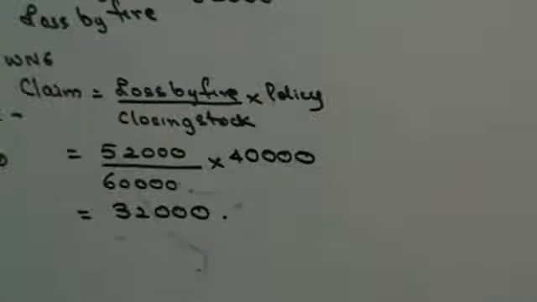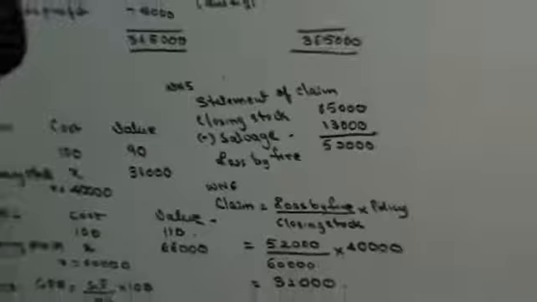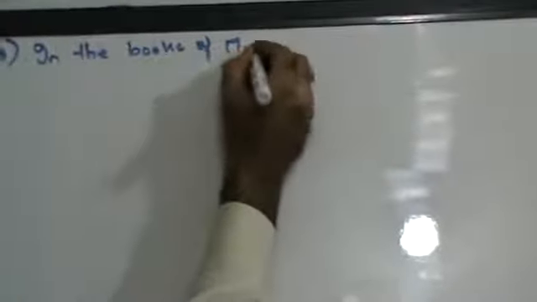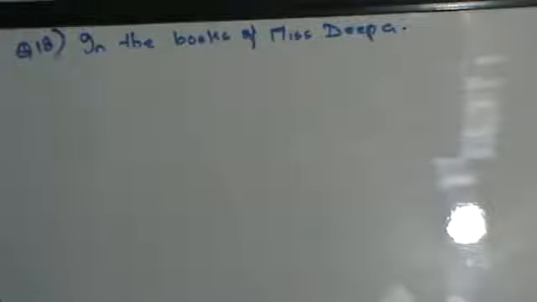Next, let's move on to the next sum, guys. We did the 17th sum. Next, let's move on to the 18th sum. Question number 18. They're saying a fire occurred in the books of Miss Deepa. Let's see this. On 14th October, from the following particulars, ascertain the loss of stock and prepare a statement of claim to be lodged with the insurance company.